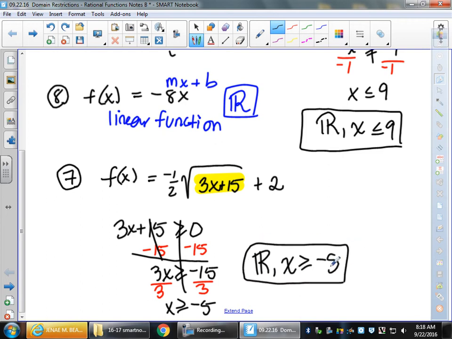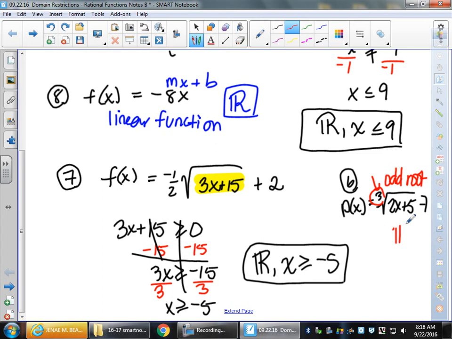What did you guys get for number 6? Odd root. So number 6 said P of x equals the third root of 2x plus 5 minus 7. As soon as I see this odd root, all real numbers. So that's a really nice summary of everything we learned yesterday.